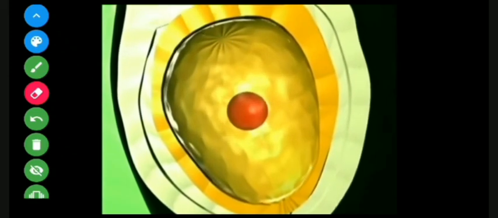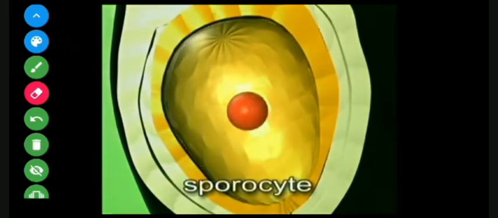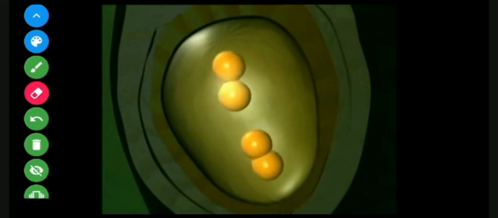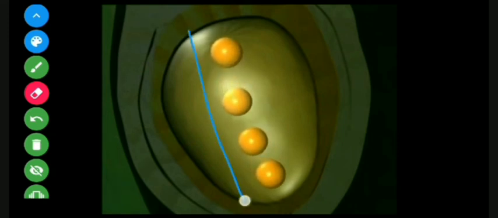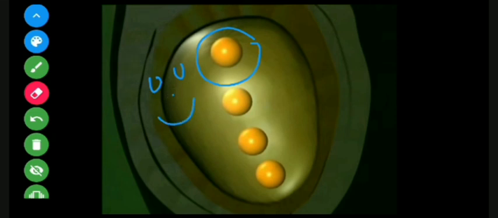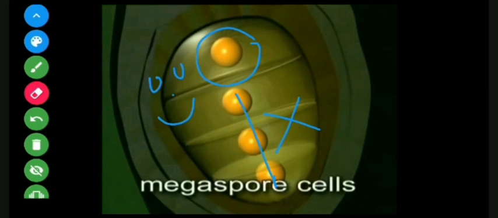Now you can see the yellow part is called the nucellus, which has one diploid cell called the sporocyte, which undergoes meiotic division to form 4 haploid megaspores. You can see the arrangement is linear. Now the upper megaspore, toward the chalazal end, will remain functional. All the three will degenerate. The one which remains functional will act as a precursor cell for further development of the entire female gametophyte.